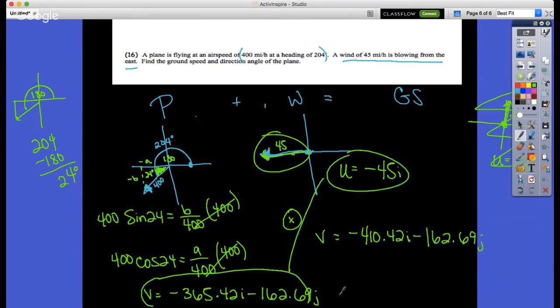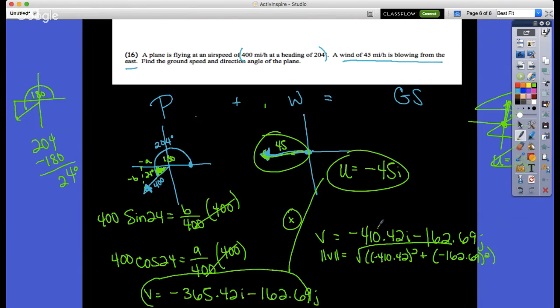It says: find the ground speed and direction angle of the plane. So this is a little bit more in depth, which is why we're doing this one. Remember, we can find the magnitude of the vector by taking the square root of, and this is where you have to put in parentheses, negative 410.42, because if you don't, you're going to get an error. So just be careful on that. Plus negative 162.69. Since you square this, you could also make these positive, because if you square it, it will turn into something positive.